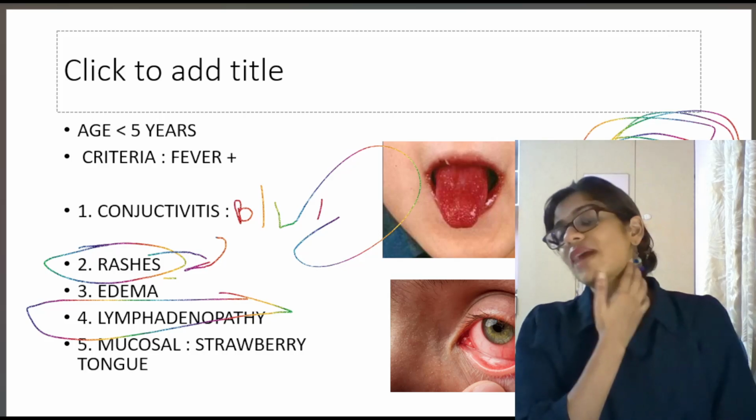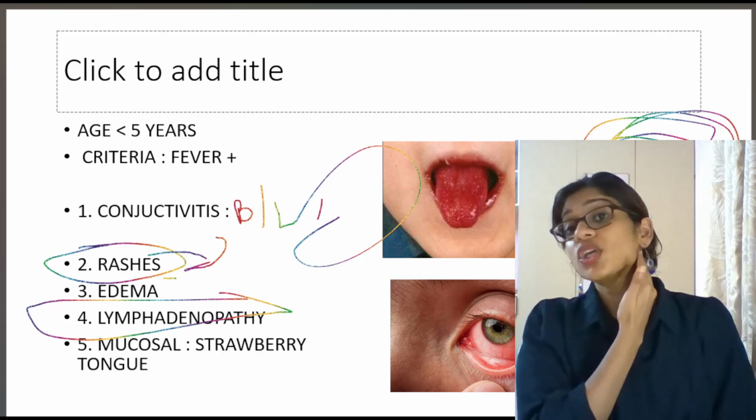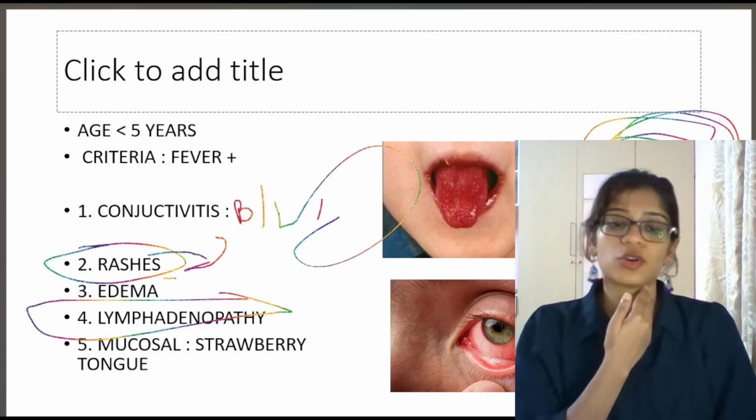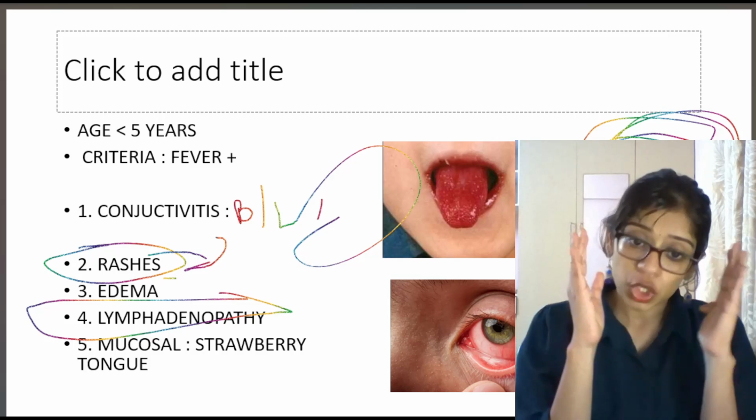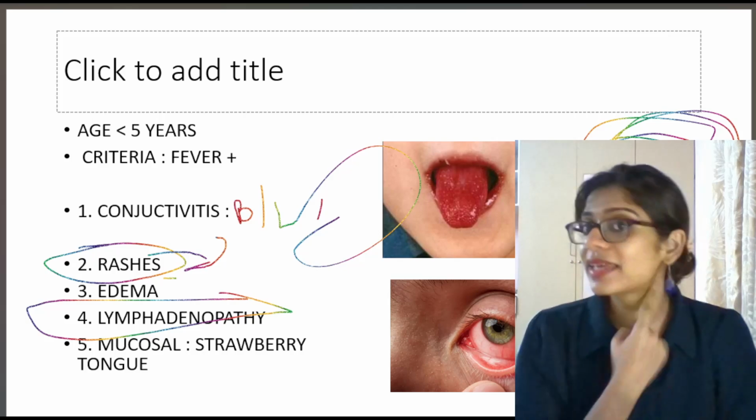This is the cervical region, and there is what? Unilateral cervical lymphadenopathy. Very, very important. I'll tell you why you should remember this. There is unilateral cervical lymphadenopathy.